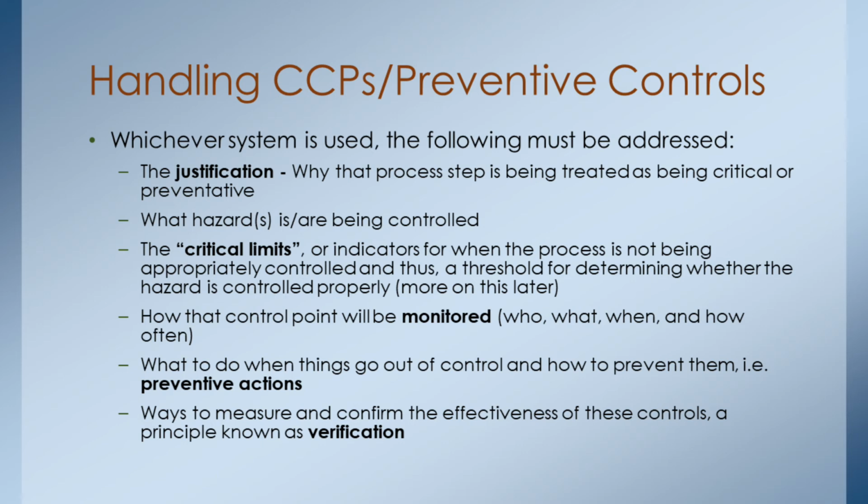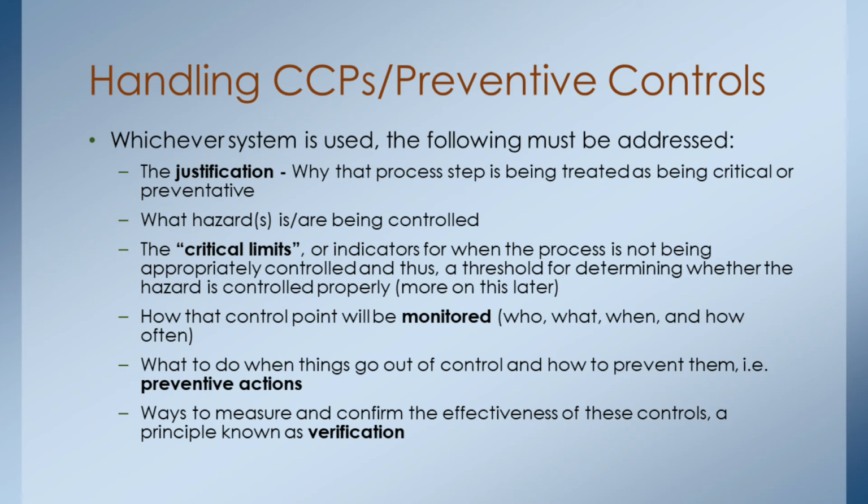You need some sort of metric for that, and that's called a critical limit. Then once you know that metric, the critical limit you want to pick, you have to find some way to actually check it, like a method for checking that critical limit. So that's a monitoring procedure. You need to know who, what, when, and how often you want to do that monitoring process.